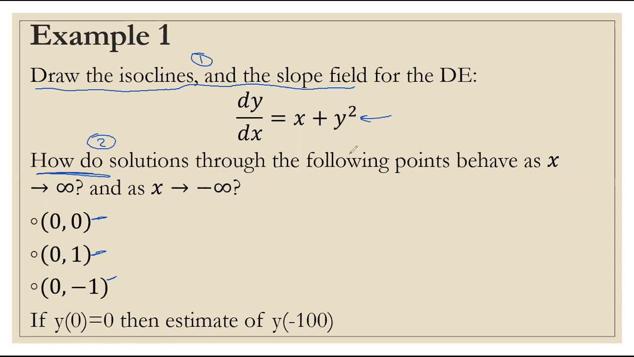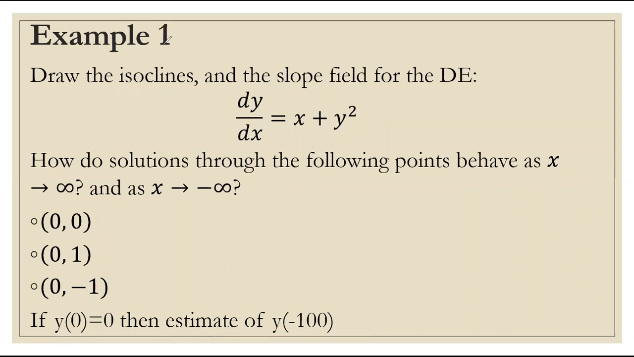The next question in this problem is, if y of 0 equals 0, that means x is 0 and y is 0, then estimate y of negative 100. Let us study this problem together and let me explain in detail how to do it. Absolutely, in exam 1 you will find one problem similar to this, at least 15 marks. So focus please, it's very important.